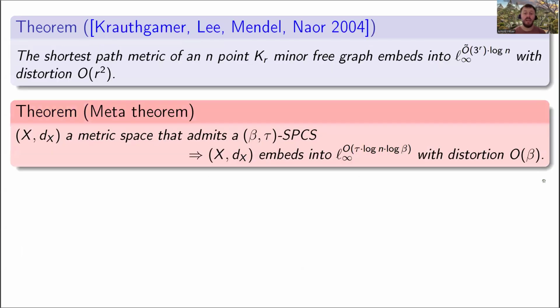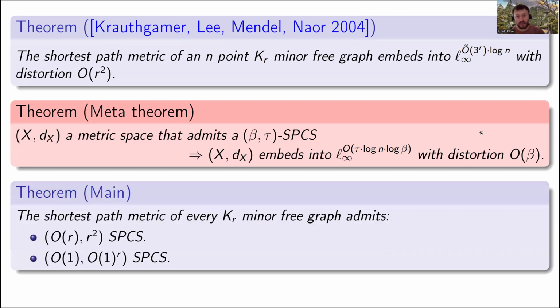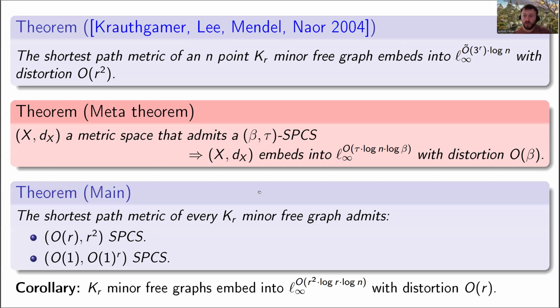The second result in our paper is a meta theorem transferring from a sparse partition cover scheme, PCS, into a low dimensional embedding into L infinity. So if you have a (beta, tau) sparse cover, you can get an embedding with dimension log n times tau times log beta and distortion beta. And now if you plug this meta theorem into our better sparse covers, you get an improvement on the embedding of Krauthgamer et al. So you can embed with distortion R and dimensions log n times R squared. So this is potentially an improvement, it depends on R in the dimension, and a quadratic improvement in the distortion.